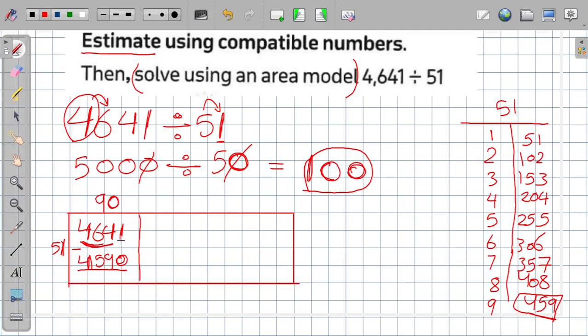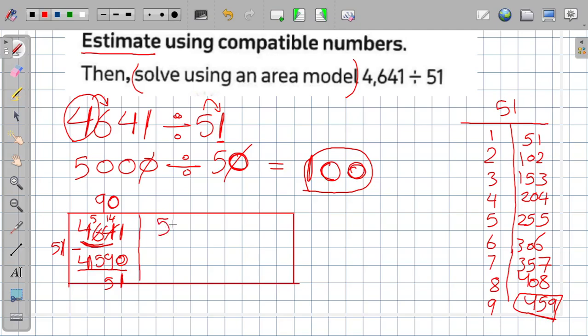So I have 1 minus 0 equals 1. 4 minus 9 it cannot be, so I will borrow from 6. It will be 5. And 4 will be 14. 14 minus 9 is 5. And 5 minus 5 equals 0. 4 minus 4 equals 0. So the remainder is 51.